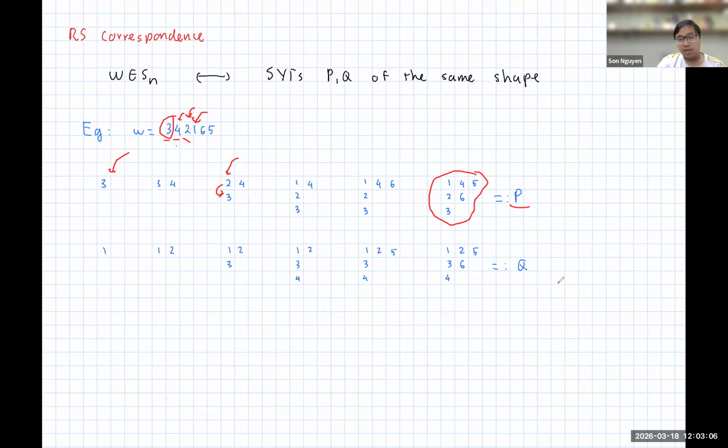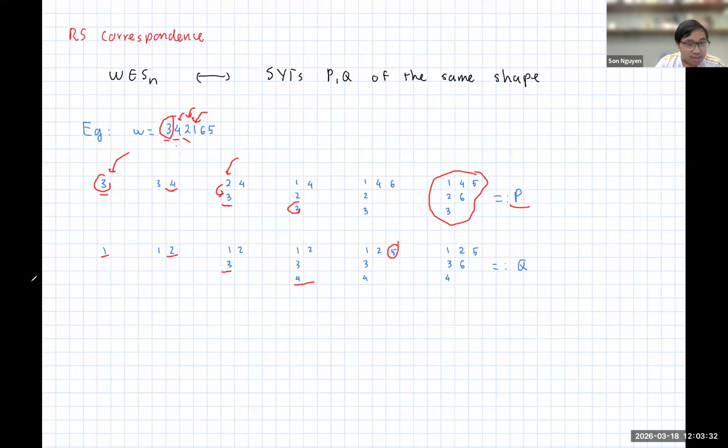To get the second tableau, all I need to do is keep track of the new box I have every time. Here, this is my first box, so I put 1. This is my second box, so I put 2. This one I put 3. This is the 4, and 5, and 6. My second one is called the recording tableau because it's recording the new box I add each time.